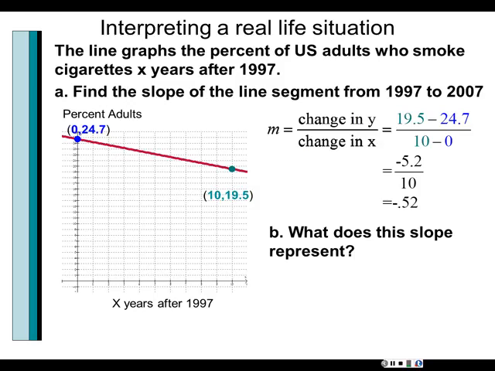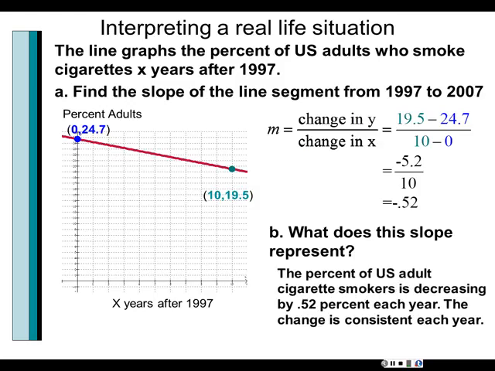What is the meaning? The meaning is the percentage of US adult cigarette smokers is decreasing by this percent. This percent what? Each year, because it's with respect to x, and x is defined per year, right? So every year, 0.52% of US smokers are getting rid of cigarettes, let's say. Okay.